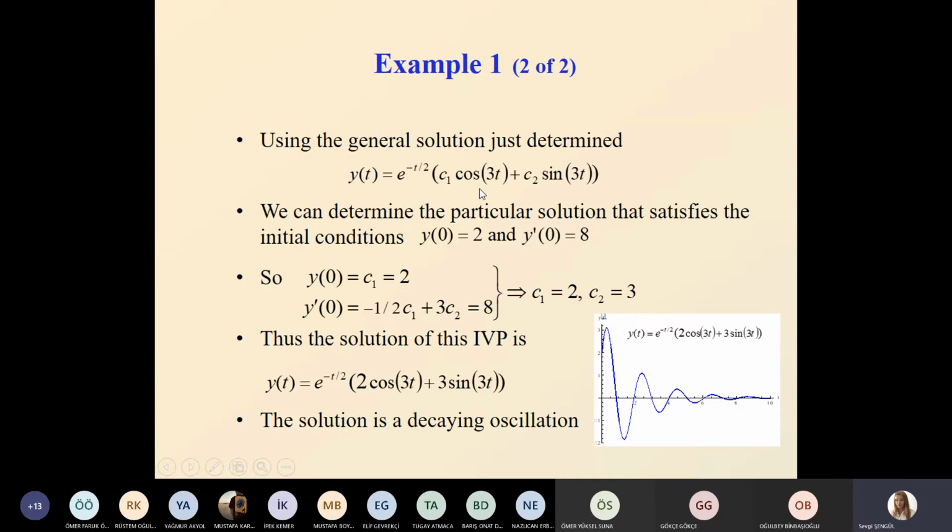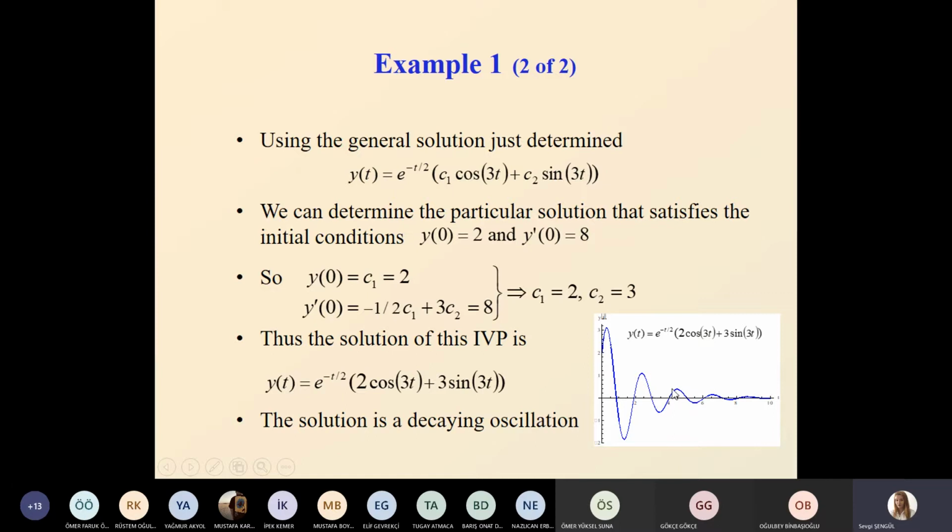And if you have an initial condition, again, you need to apply it in here. e to the 0 is 1, cosine 0 is 1, sine 0 is 0. That's why you have only C1 equals 2, because it is given 2 as an initial condition. And once you take the derivative and plug in 0, you will see that negative 1 over 2 C1 plus 3 C2 is 8. Just solve these together. Just put 2 in here. You will see that C2 is going to be 3. And once you plug it into your general solution, you can find your solution like that.